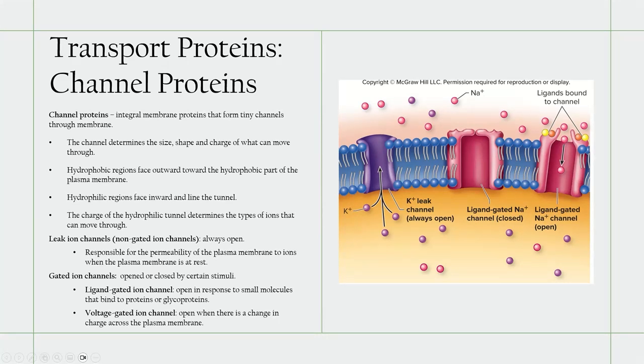Then there's the ligand-gated, which responds to some sort of stimulus, typically a signal, and opens up. And then there's also this voltage-gated ion channel, right? So this is important in muscle cells and in neuron cells, right? So a voltage or a charge can open and close channels.